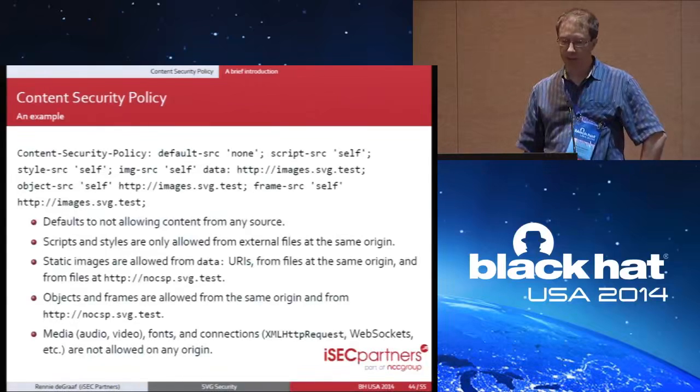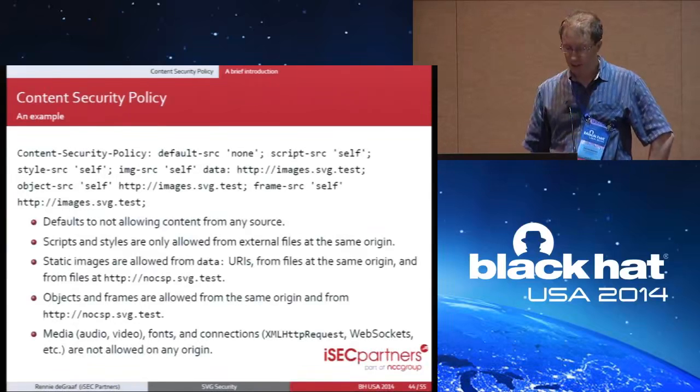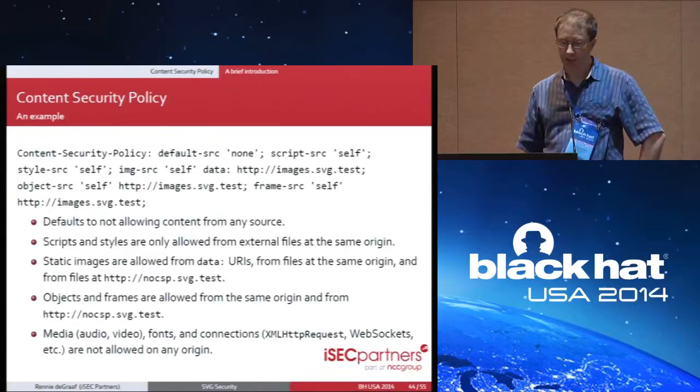Then I set object source and frame source both to self and images.svg.test. Since I didn't list media source, font source, or connection source, this policy would mean that audio, video, fonts, XHR, WebSockets, and stuff like that are not allowed on any origin.